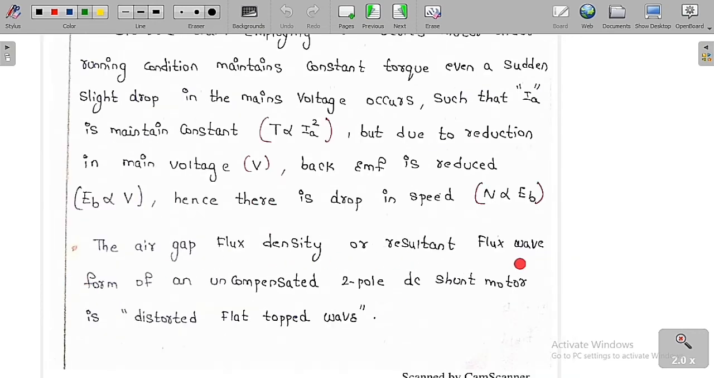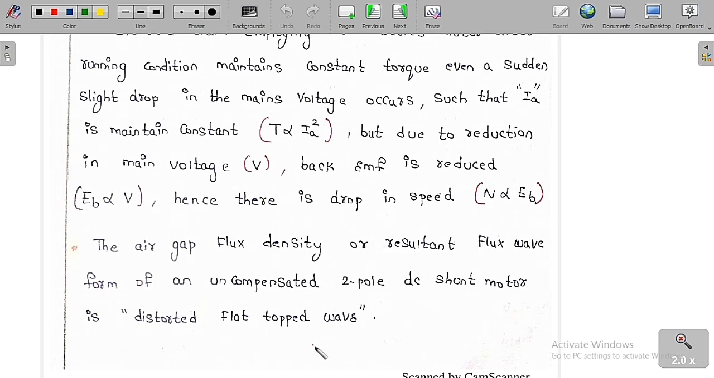The air gap flux density or resultant flux waveform of an uncompensated two-pole DC shunt motor is a distorted flat-topped waveform. So this is a very important point. Always, the air gap flux density or resultant flux waveform of an uncompensated two-pole DC motor is a distorted flat waveform. If you go for compensation, you are going to get an undistorted flat-top waveform. But if it's uncompensated, you are going to get a distorted flat-top waveform. Suppose you give the compensation, then you are going to get a purely flat-top waveform. Otherwise, uncompensated means you are going to get a distorted flat-top waveform.